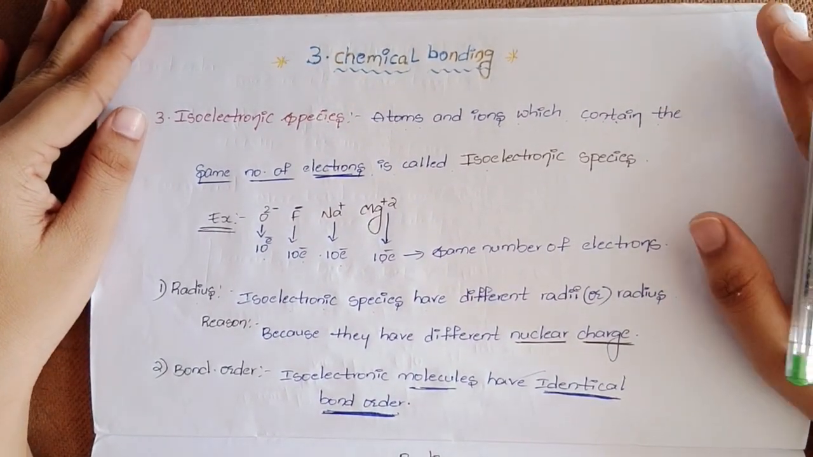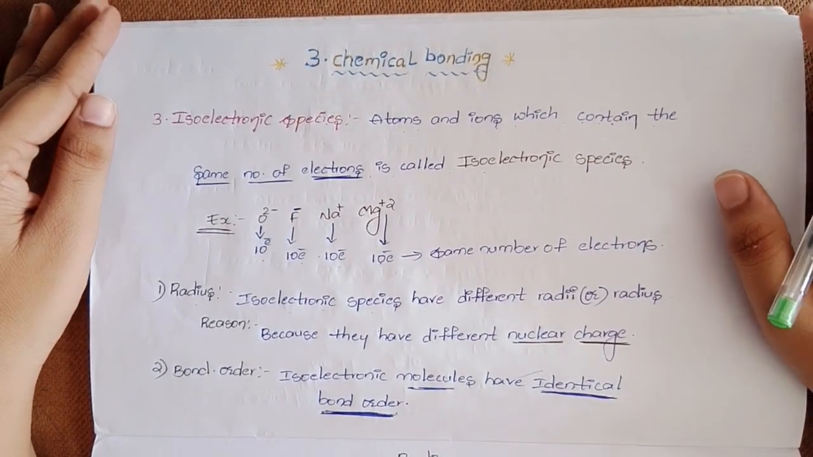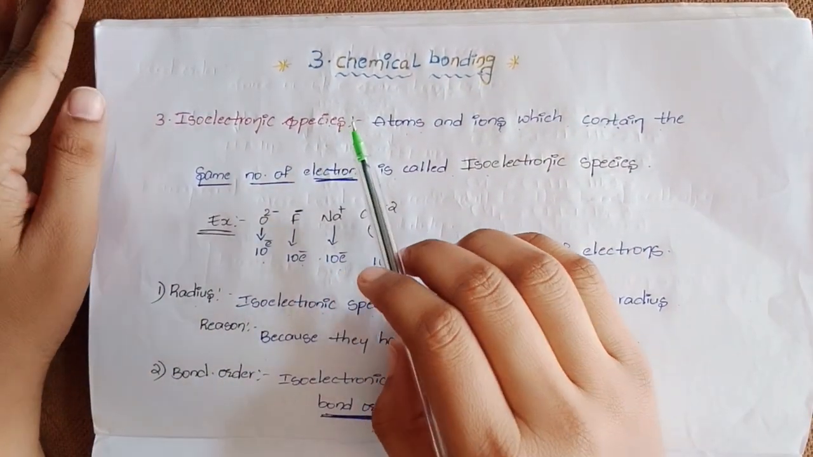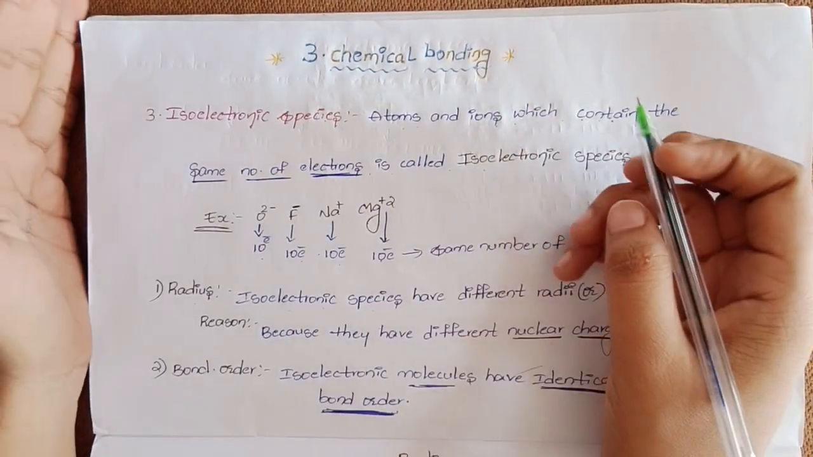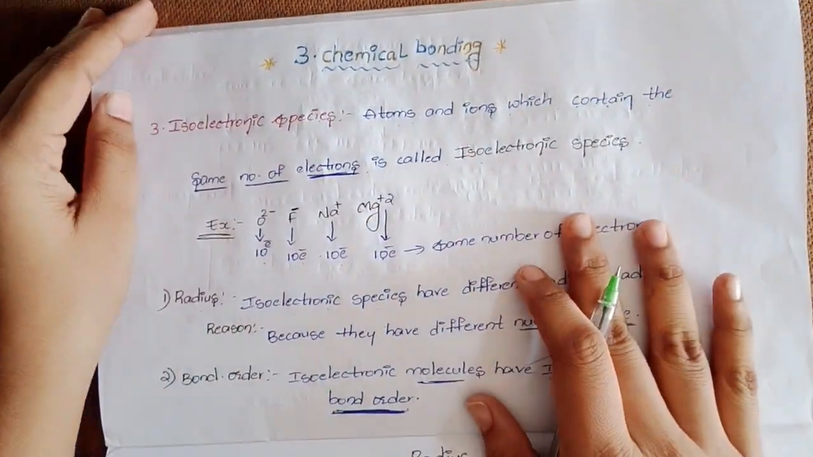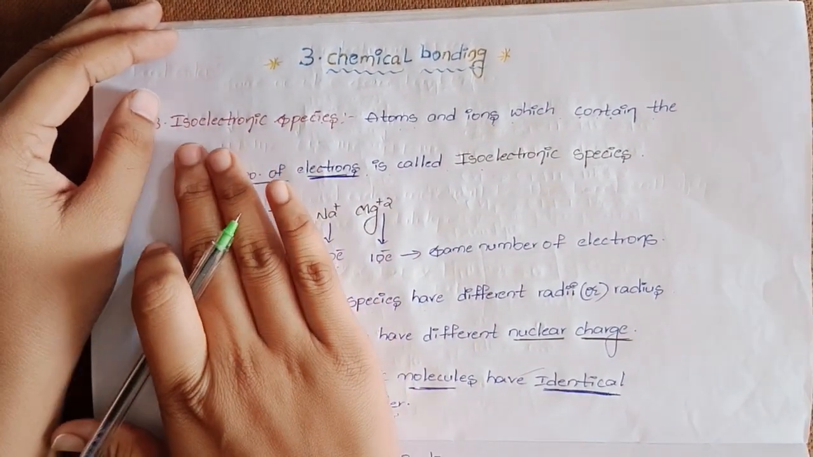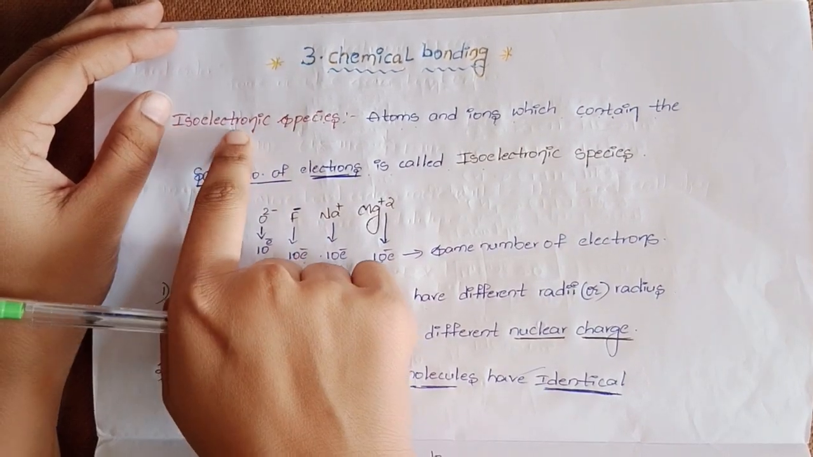I hope you understood bond order very well. Now the topic is isoelectronic species from chemical bonding. Friends, the isoelectronic species topic is very important for NEET, JEE and EAMCET. So please listen carefully. First, isoelectronic species. What is iso? Iso means same. Electronic means electrons, having the same number of electrons.